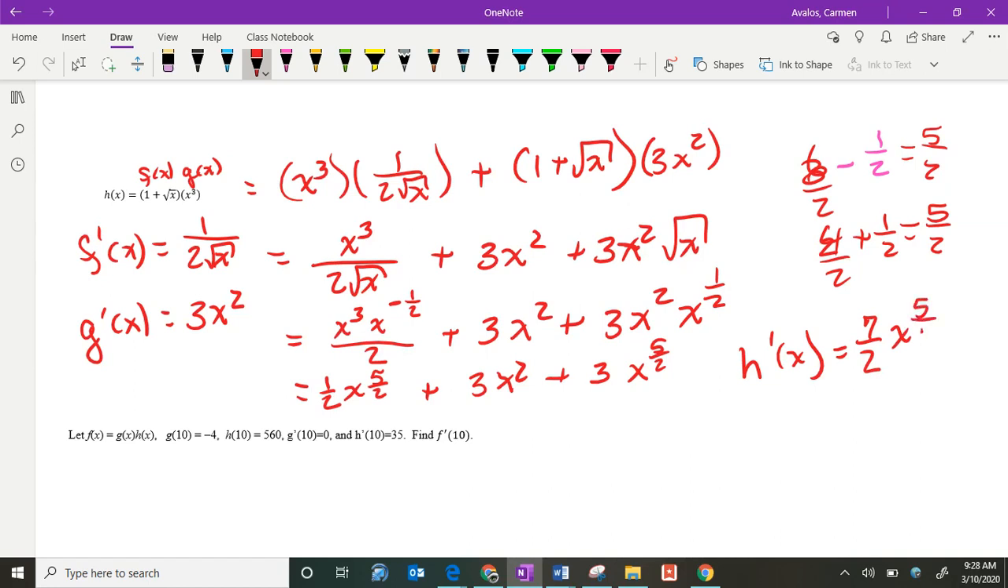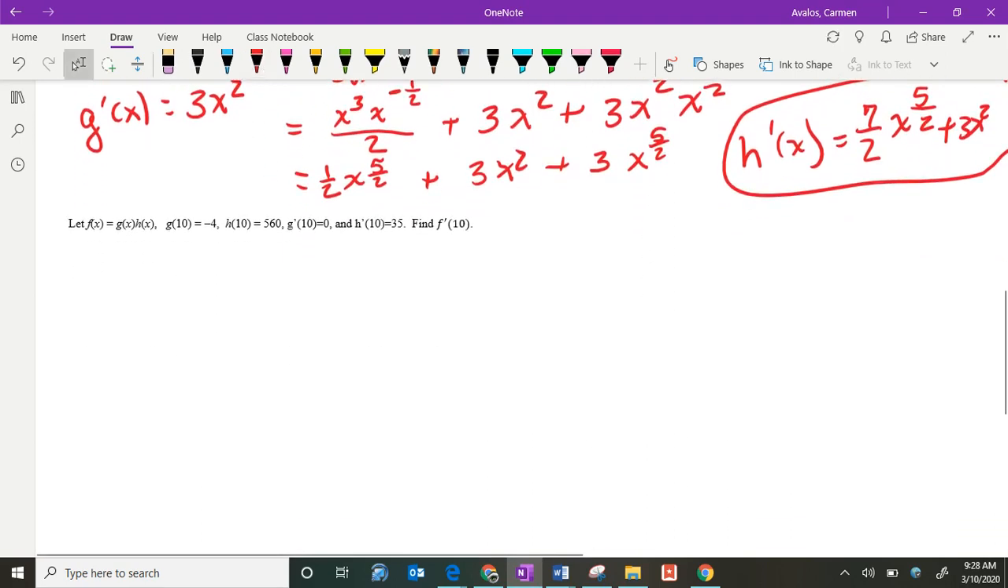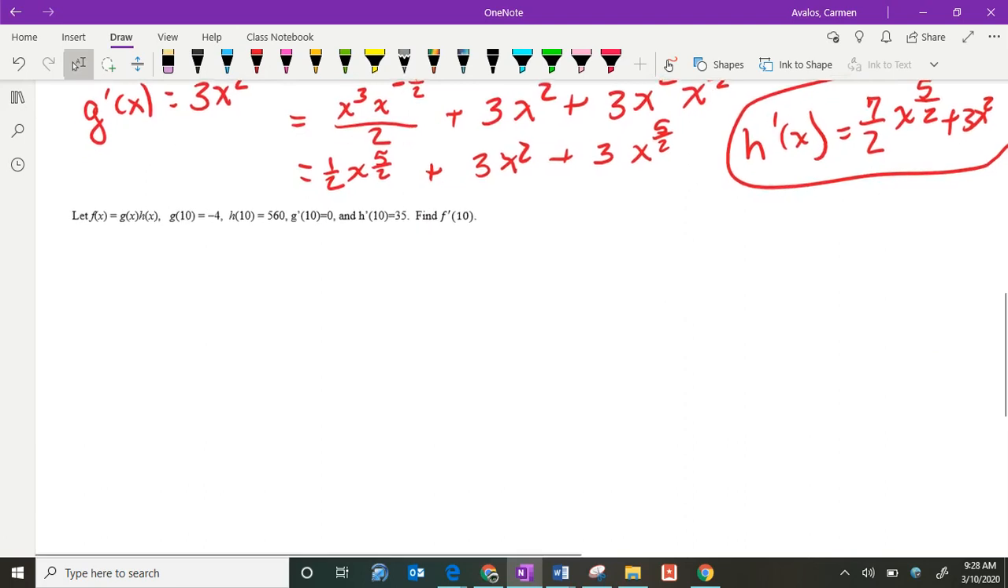x to the 5/2 plus 3x squared. That is your final answer on there. Okay, so that's why you had the Delta Math on exponential rules. That's what it really is equivalent to.